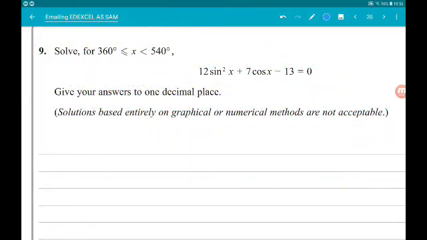Okay, question 9, a nice trig equation. So we want to solve for x greater than or equal to 360 but less than 540. 12 sine squared x add 7 cos x minus 13 is equal to 0. Giving our answers to one decimal place, solutions based entirely on graphical methods will not get marks. So, as always with trig equations, we want to get this in terms of just one function.